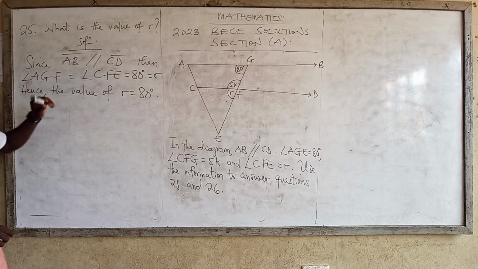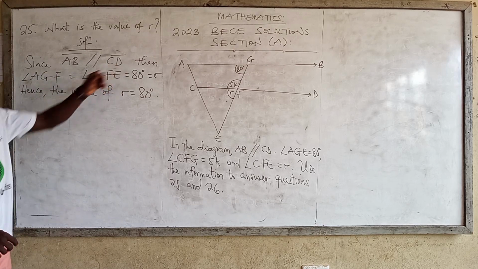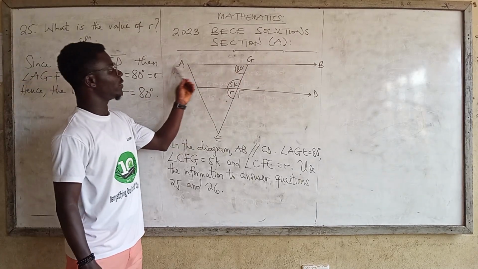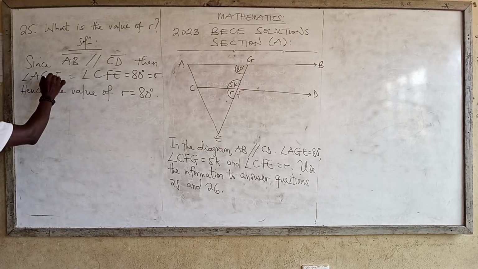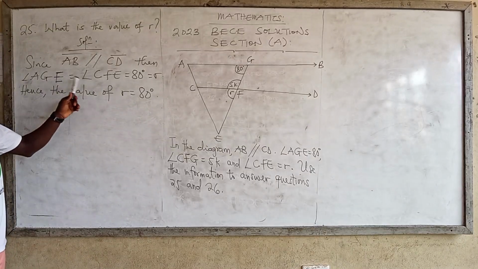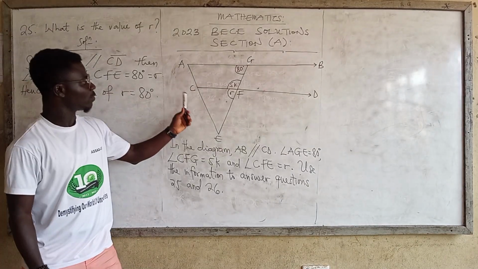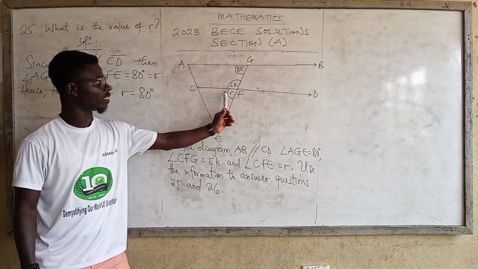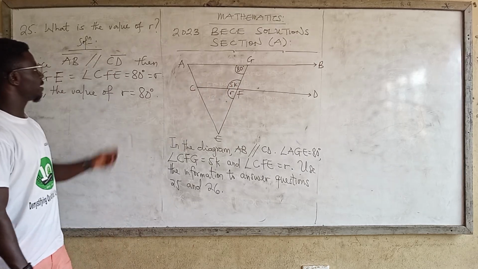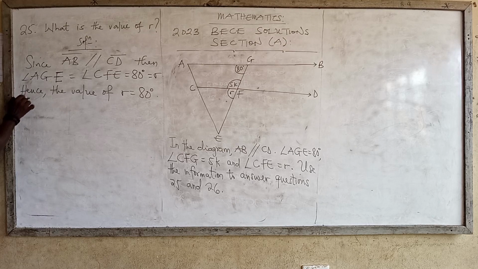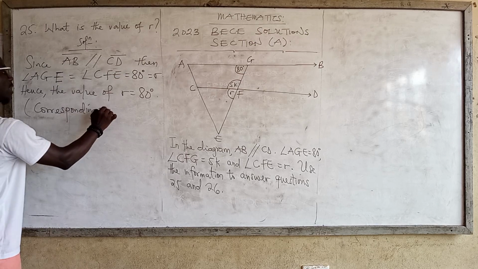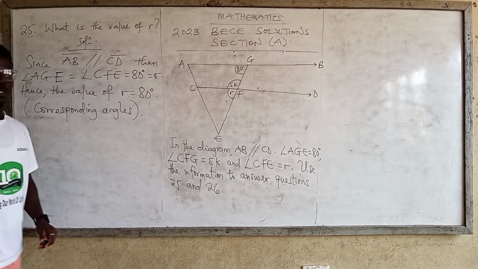So since the line AB is parallel to the line CD, then angle AGE, which is 80 degrees, is equal to angle CFE. So this F, that's angle R. They correspond. So that's what 80 is equal to R. So why? They are corresponding angles. And corresponding angles are what? Equal. So that's that.